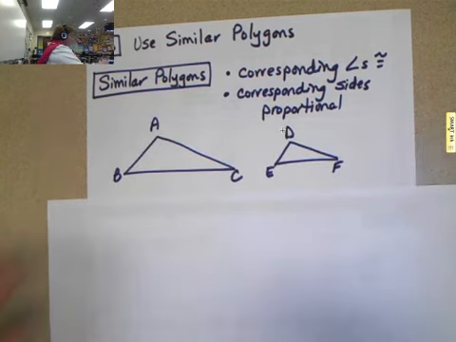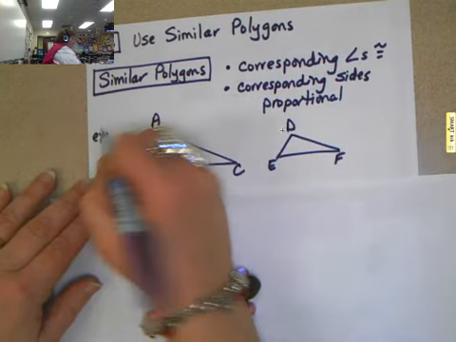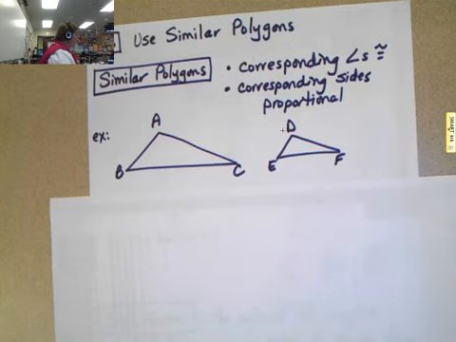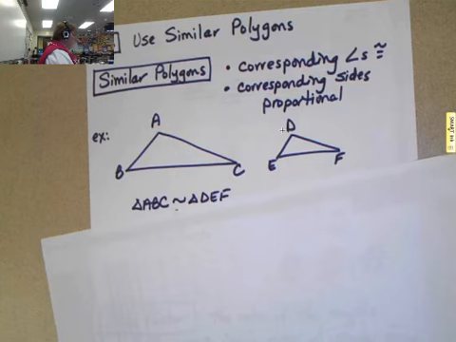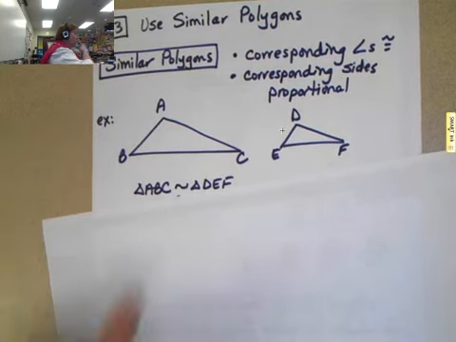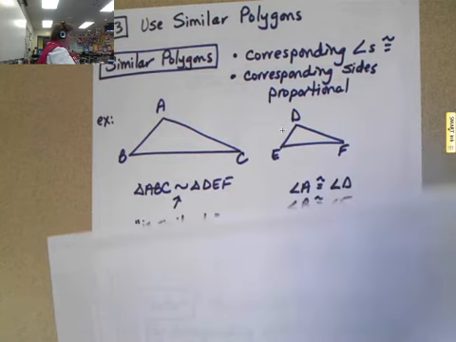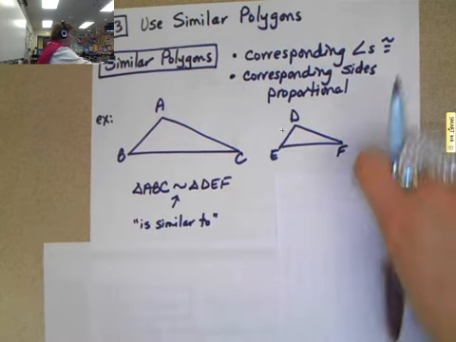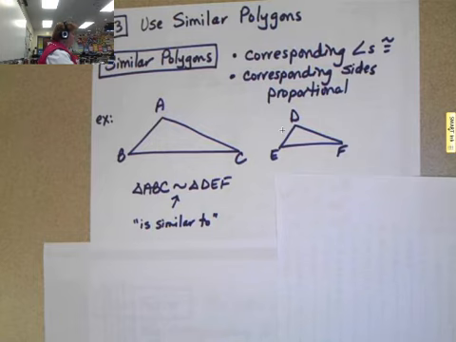And so for example, what we have here is triangle ABC is similar to triangle DEF, and we can write it this way. Triangle ABC, and this squiggle mark is the is similar to mark, just like is equal to, is congruent to. So we read this triangle ABC is similar to triangle DEF.